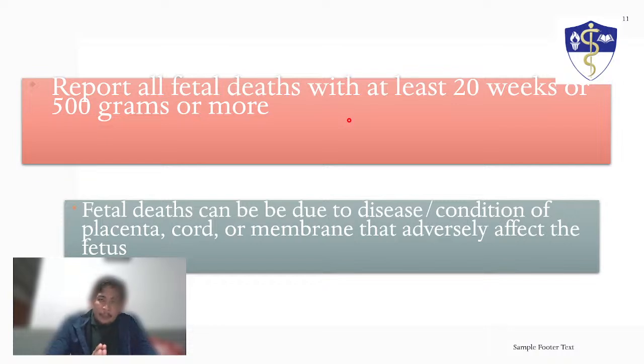So report all fetal deaths with at least 20 weeks, 500 grams or more. Fetal deaths can be due to disease or condition of the placenta, cord, or membrane, so placenta, cord, or membrane that adversely affected the fetus.